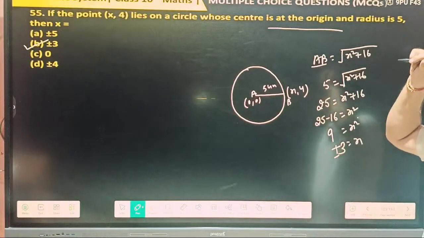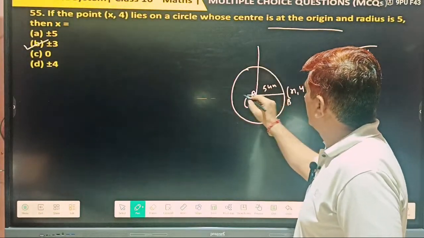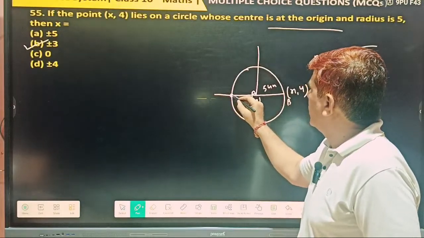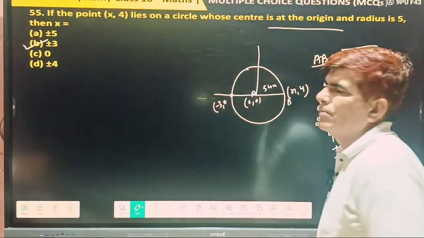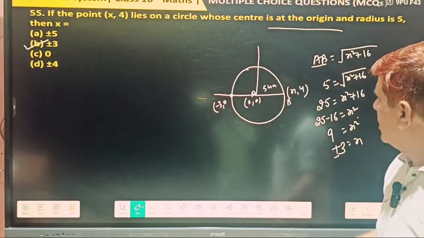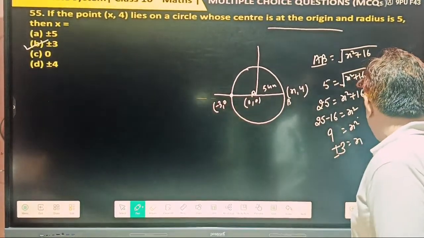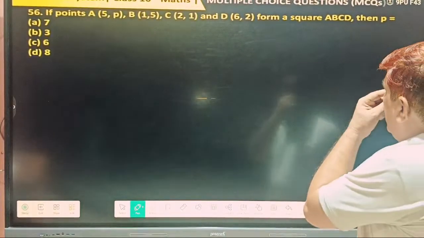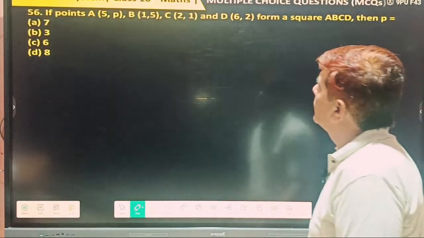Got it or not? So it's like this. This is the origin. So here is also one more point whose coordinates are -3 and 0. That's why plus minus came here. If the circle passes through this point 3, then it passes through this -3 also. So again, like this, the same question is repeating.